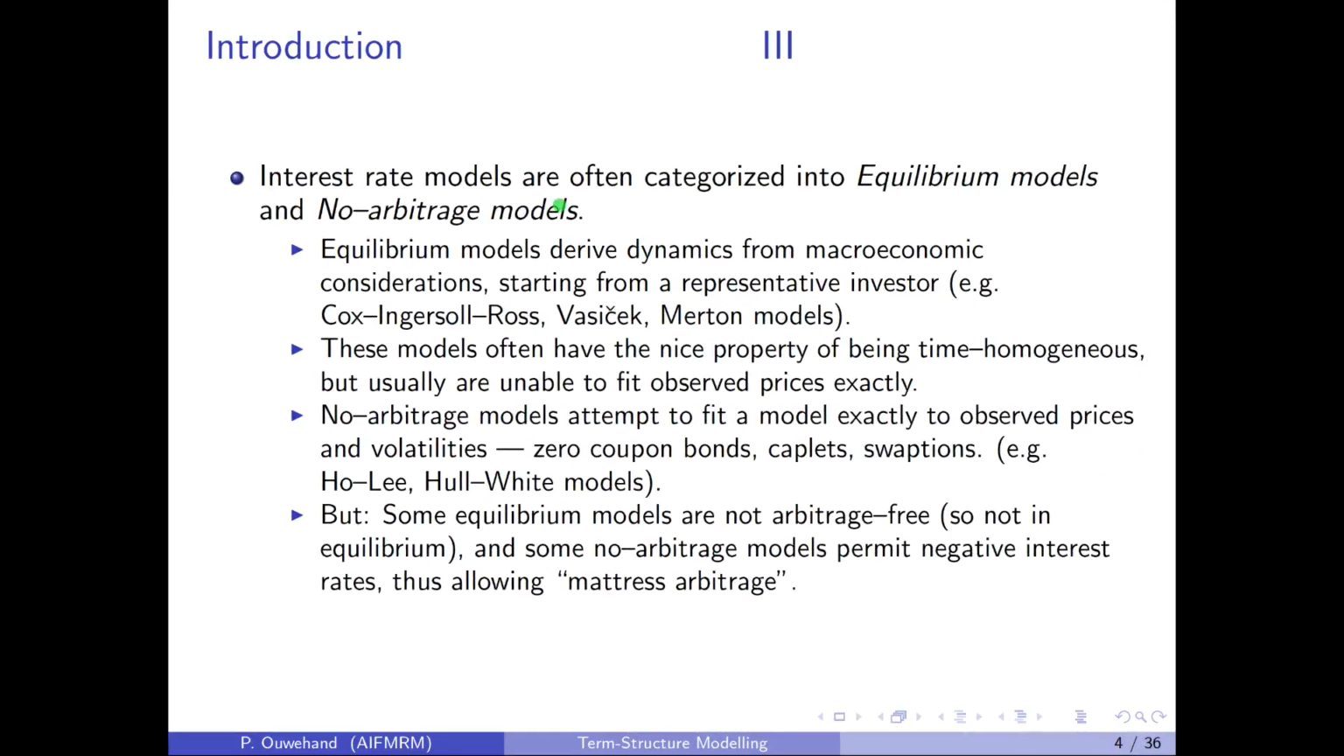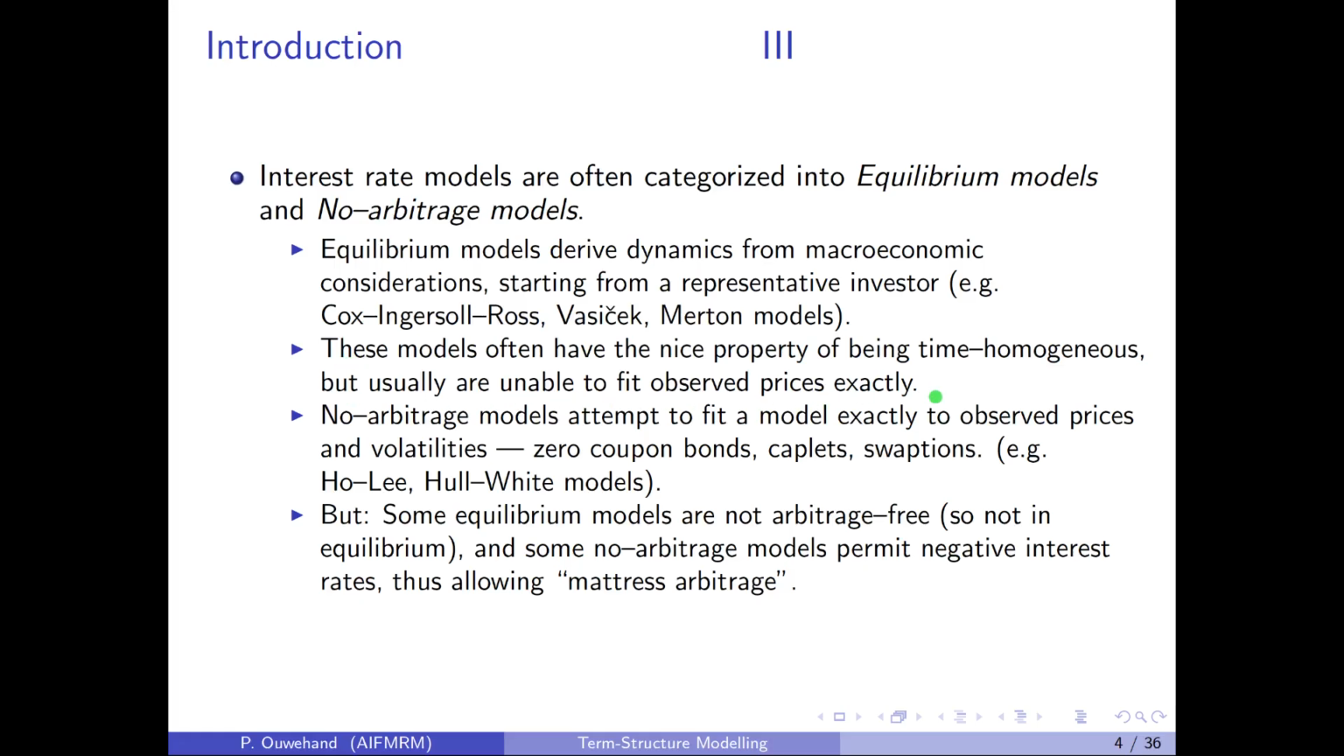Interest rate models are often categorized into equilibrium models and no arbitrage models. Equilibrium models derive dynamics from economic considerations, typically starting from a representative investor. The Cox-Ingersoll-Ross, Vasicek and Merton models are examples of this, and we shall have a look at them later on. These models often have the nice property of being time homogeneous, but as they typically have a rather small number of parameters, they are usually unable to fit observed prices exactly.